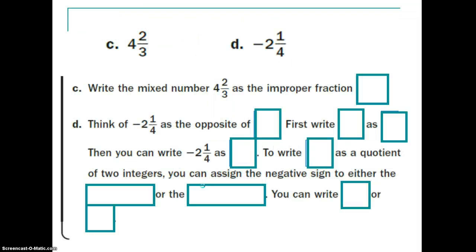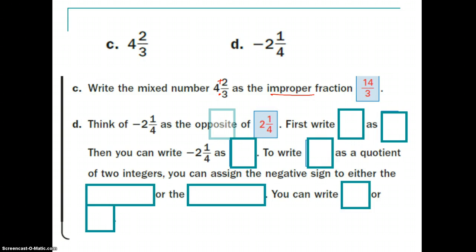Part C, 4 2/3 can be written as a quotient of two numbers. Remember, quotient of two numbers, so it has to be an improper fraction. Remember, 4 times 3 plus 2, all over 3, 14 over 3. Think of negative 2 1/4 as the opposite of positive 2 1/4. So just write 2 1/4 as an improper fraction, 9/4, and then just put the negative.